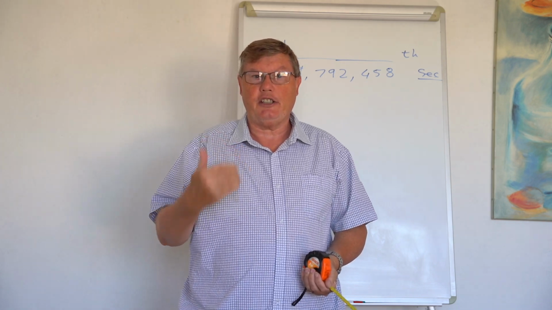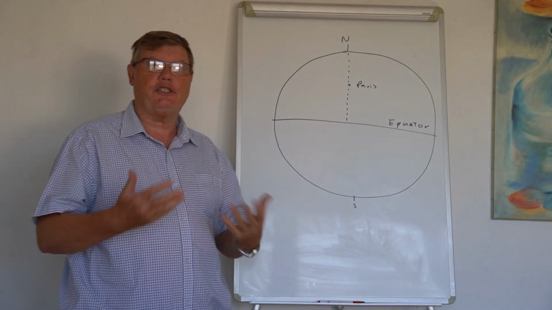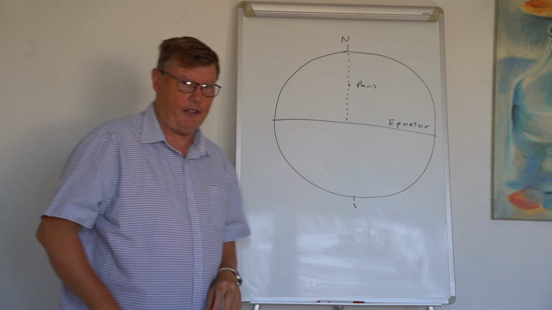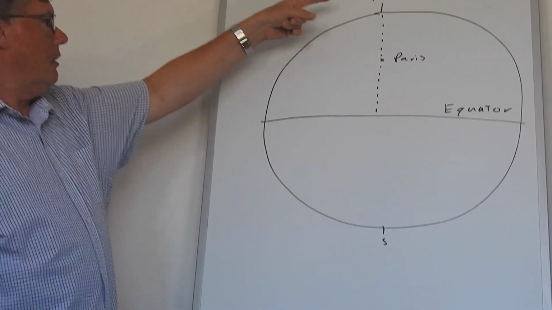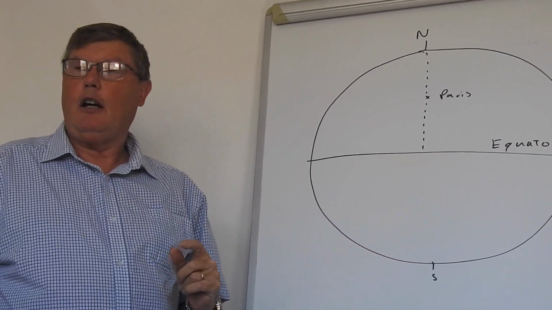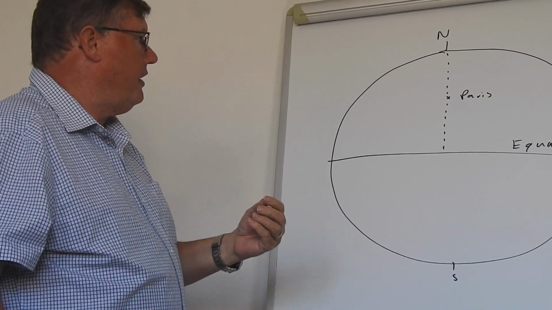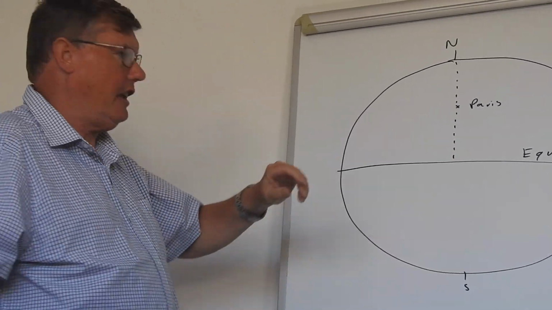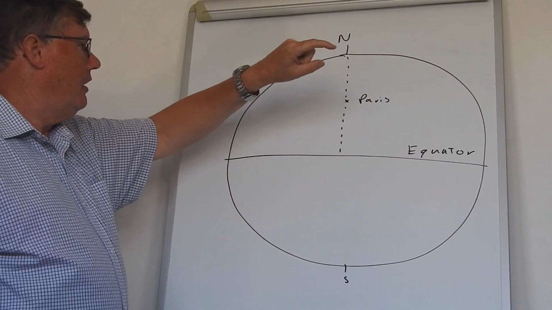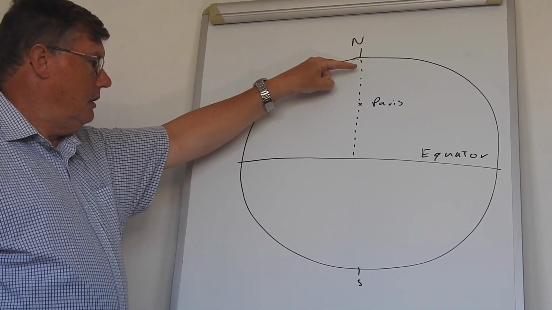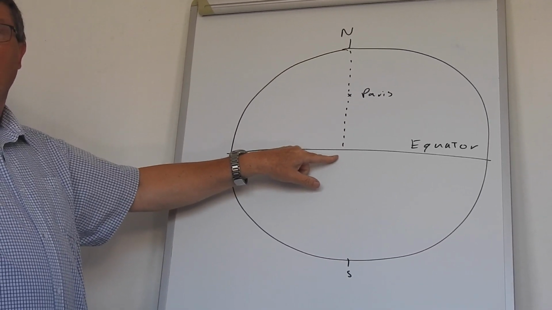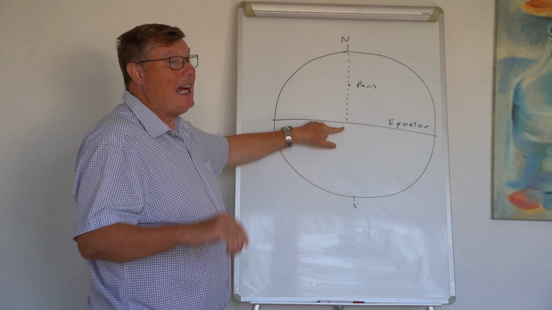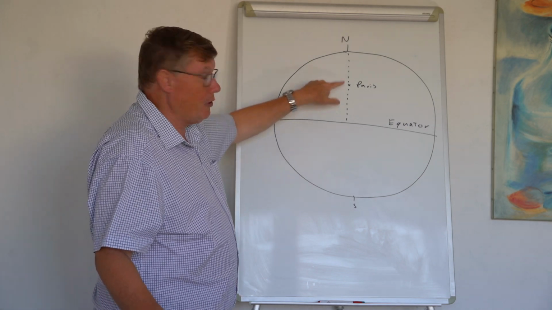So what did they use? They used the size of the Earth. Here's the Earth, North Pole, South Pole. And what they said was that they were going to measure very precisely how far it is from the North Pole to the equator in a straight line at sea level through Paris.